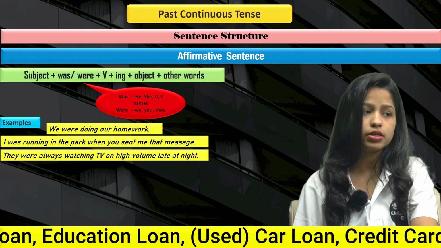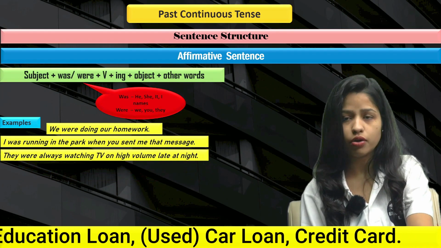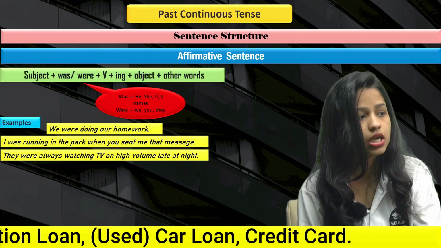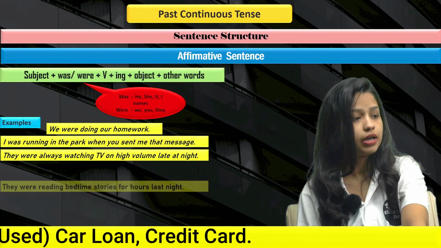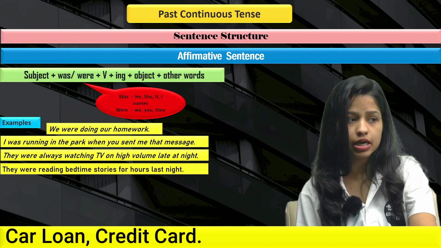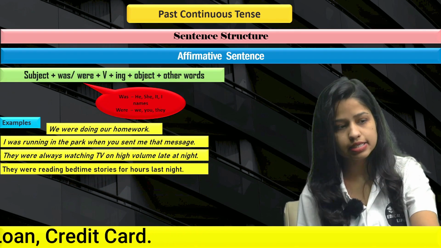They were always watching television on high volume late at night. They were always. They over here is what? Plural subject. That's why we have used were. Next up, they were reading bedtime stories for hours last night.